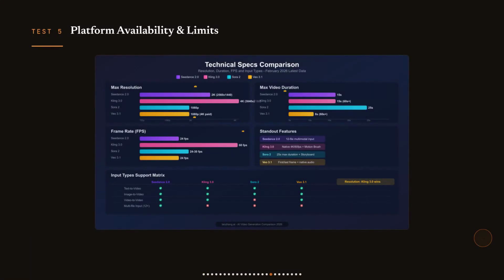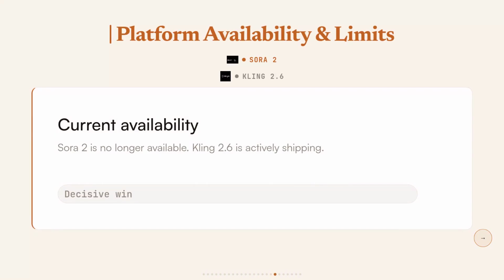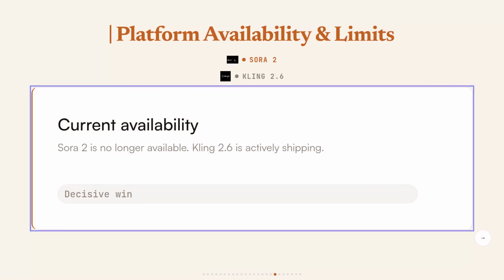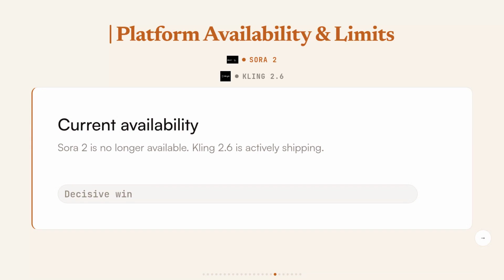Test 5 is platform availability, and April 26, 2026, that's the date OpenAI pulled Sora 2, and if you didn't know that going in, every other number in this comparison just changed meaning. I thought this would be a minor footnote, but it's actually the whole ballgame. OpenAI confirmed the shutdown, Sora 2 is gone, and Kling 2.6 is actively shipping on both web and API with no announced discontinuation date, so the scenario plays out like this.